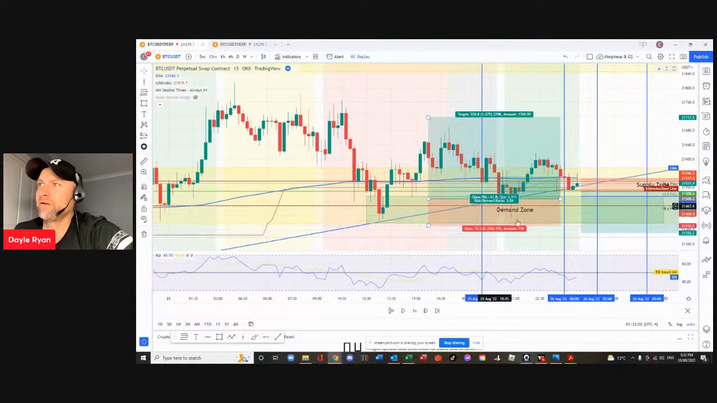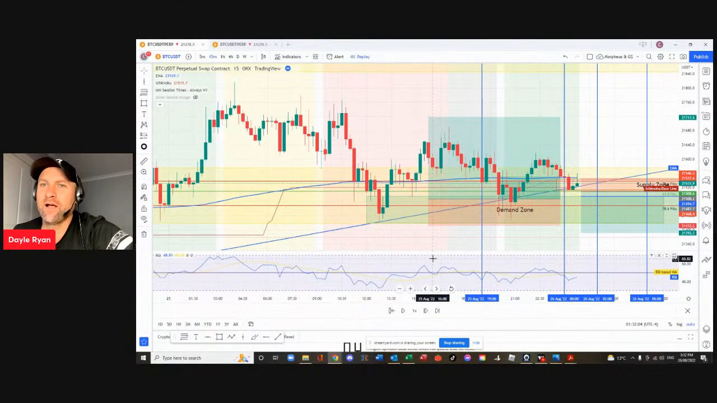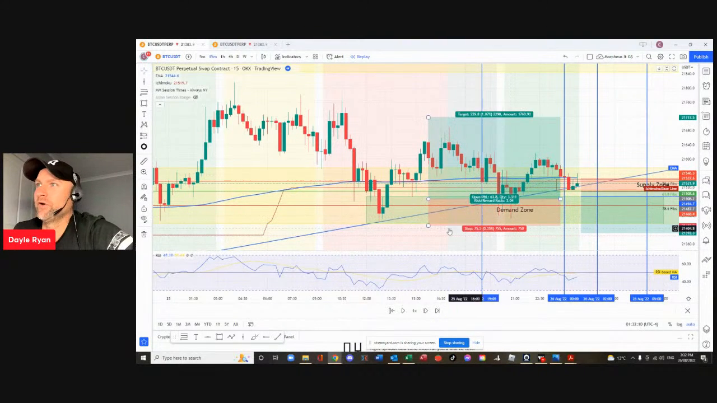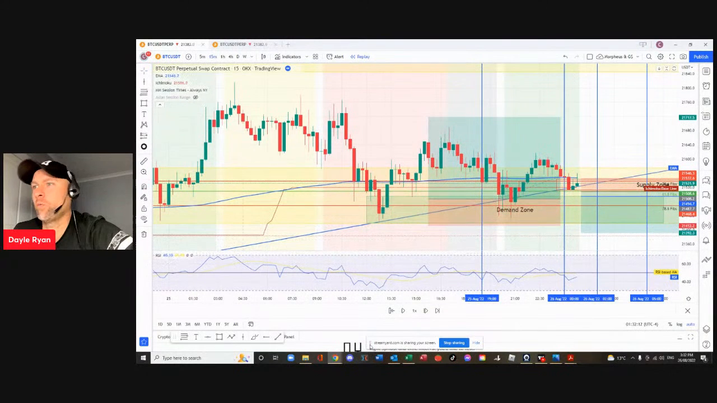So I'm trading off this demand zone. I was bullish this morning, only short term though. I only wanted a little sneaky little trade. You can see here, I got wicked into the trade, which is what I was hoping or expecting to happen, just here, those wicks. So that tapped in and got me into the trade.